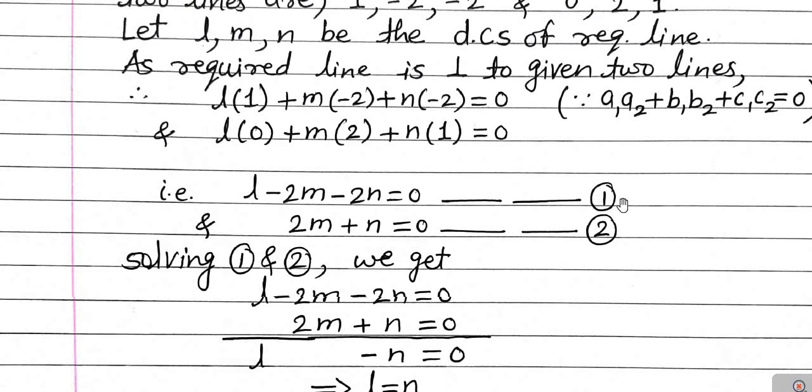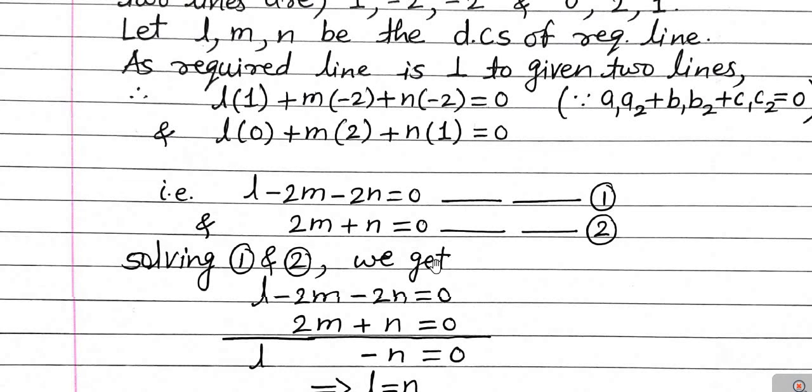This is the first equation, and the second equation is 0 into L is 0, plus 2 into M is 2M, plus 1 into N is N, equal to 0. Now these are the two equations in three unknowns. So we will solve this.